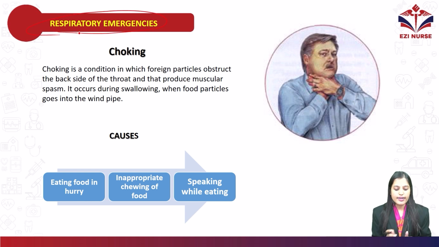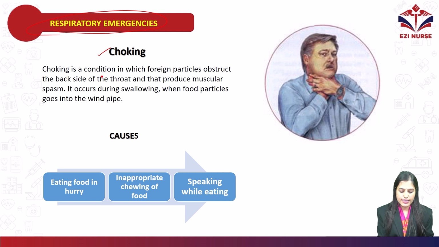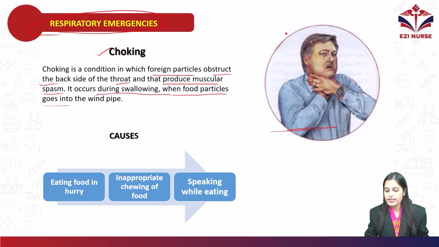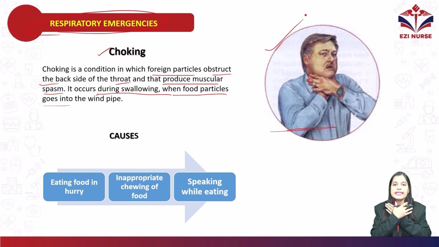Under that, the first one is choking. So what does choking mean? Choking is a condition in which foreign particles obstruct the back side of the throat and produce muscular spasm. It occurs during swallowing when food particles go into the windpipe. You can see this is the universal choking sign, like this they are showing. It means some foreign particle is stuck in the windpipe and the person is not able to breathe or talk.